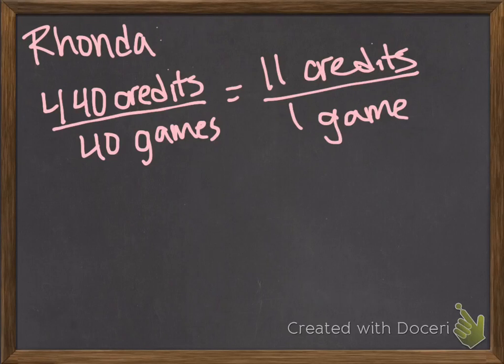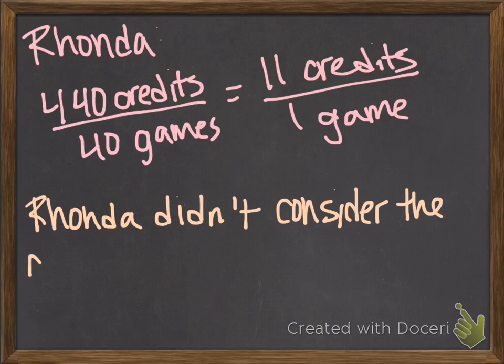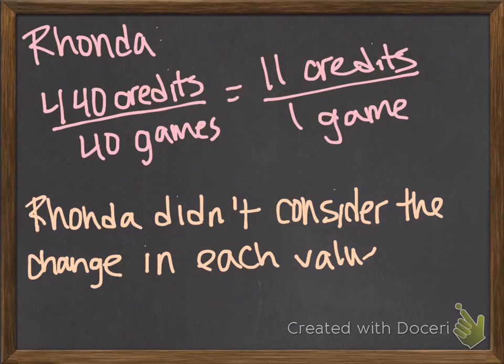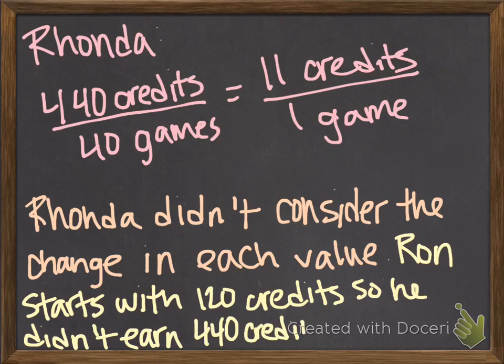So her reasoning sounds like it makes sense and seems very similar to what we've been doing, but Rhonda didn't consider the change in each value. And the reason I say this is because Ron starts with 120 credits. So he did not earn 440 credits in 40 games. So you have to take into account the change that's happening between 120 and 440. You can't just use the last value.